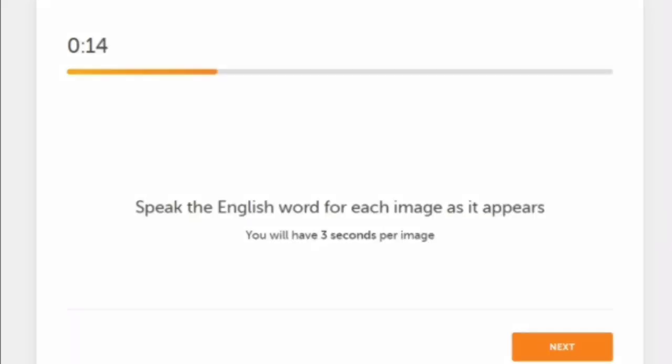Now this is our next question. In this question, you have to speak the English word for each image as it appears, and you will get only 3 seconds per image. It means you will see an image and you have to speak the English word for what you see. So this is a fast question. Even I couldn't do that. This is because I haven't taken many practice tests yet. But this is very easy. I think it is not tough.